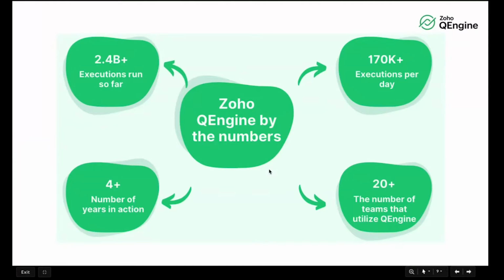So these are a few numbers of Zoho QEngine. Zoho QEngine has been in action for more than 4 years, and currently more than 20 teams within Zoho and outside Zoho are using QEngine. Over 2 billion test executions have been done on Zoho QEngine, and every single day over 170,000 test runs are done using Zoho QEngine, which are pretty good numbers.